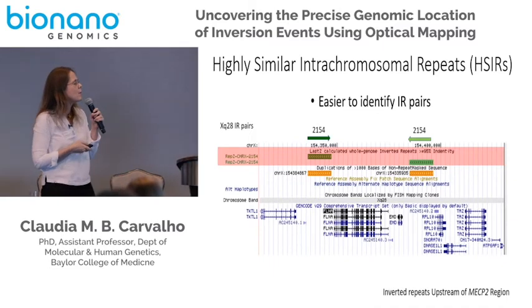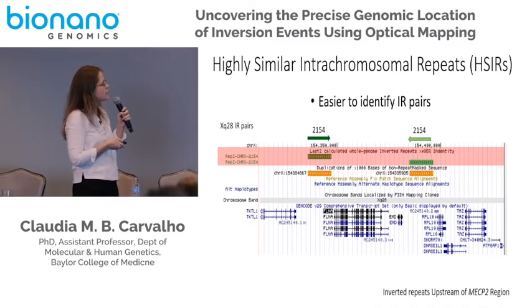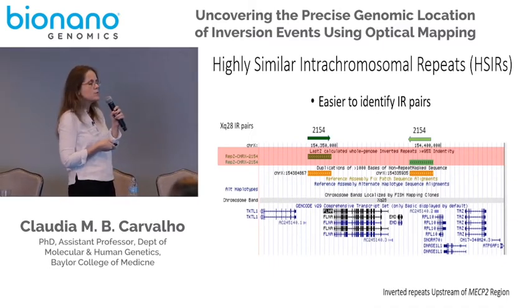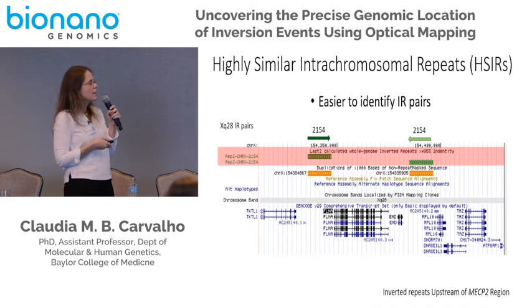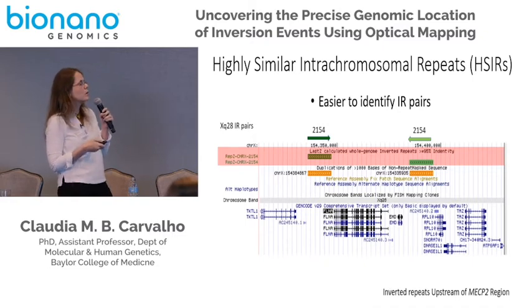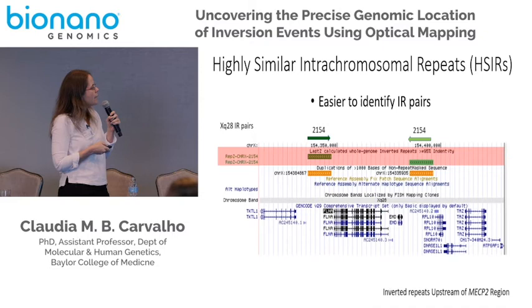So here's just an example. This region is close to MECP2. MECP2 is a very important gene that causes MECP2 duplication syndrome. We work with this disease a lot in the lab.